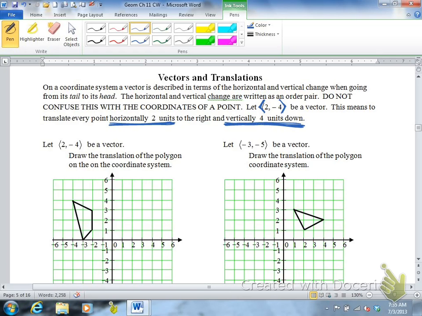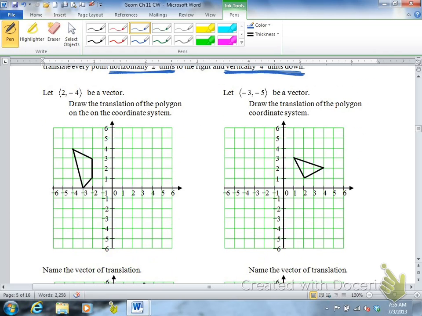So to draw the translation of the polygon on the coordinate system, let ⟨2, -4⟩ be the vector. So here's our shape. We're going to move every point 2 to the right and 4 down. So really just do the vertices. So if we're looking at this vertex touching the axis, we have to go 2 to the right and 4 down. So that would be this point right here, (-1, -4).